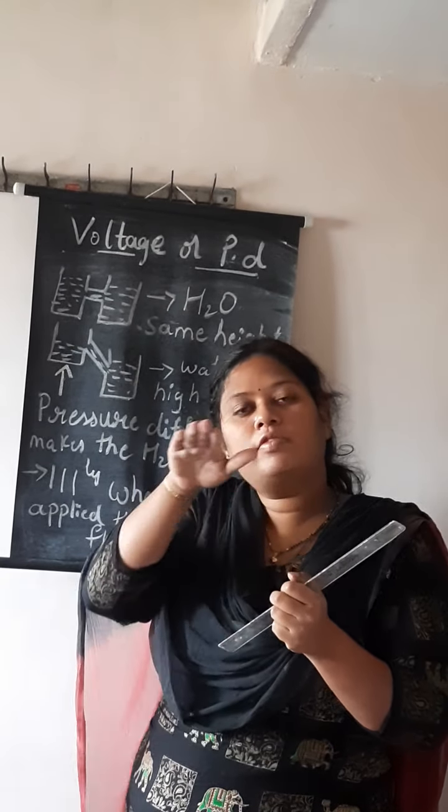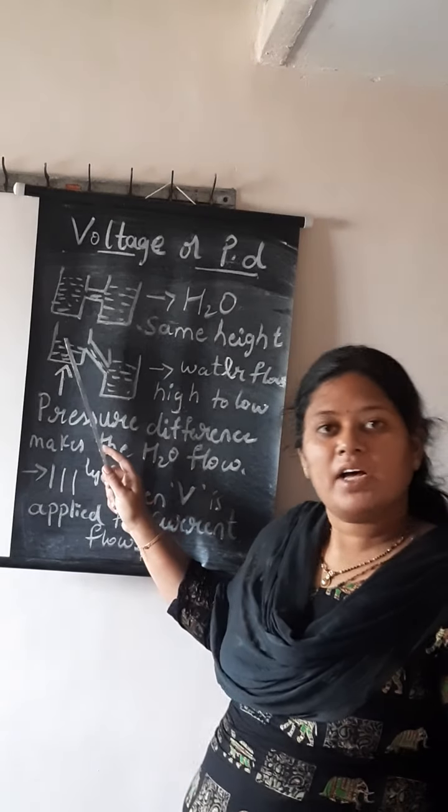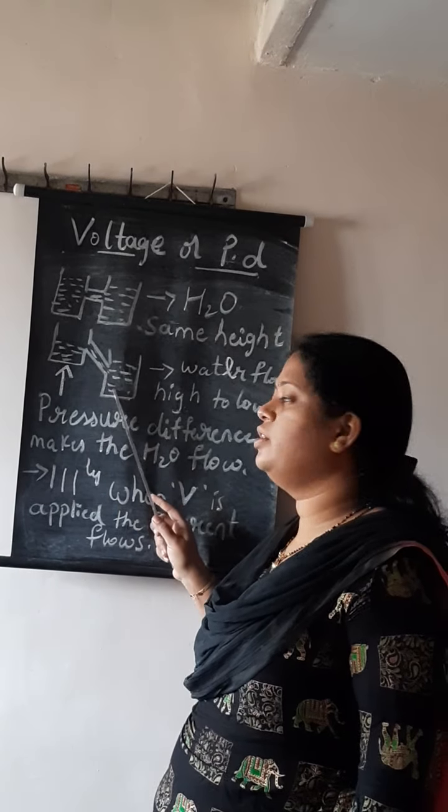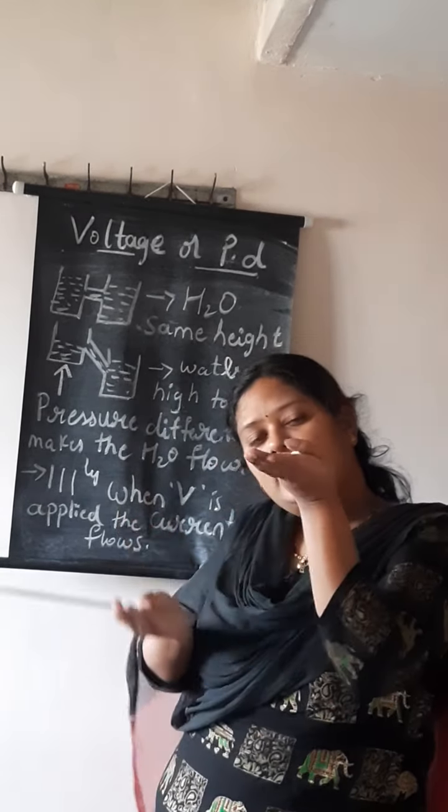The water remains at the same height in these two beakers, which are placed at the same height. Next, we slightly raise one of the beakers to some height. What happens is that when you raise the beaker, the water in the beaker at the higher level will start flowing into the beaker which is slightly lower.